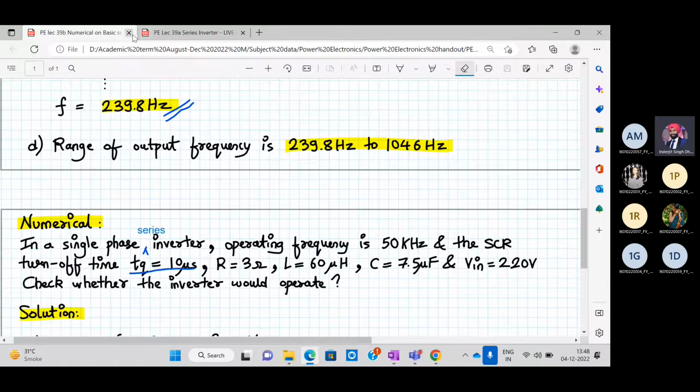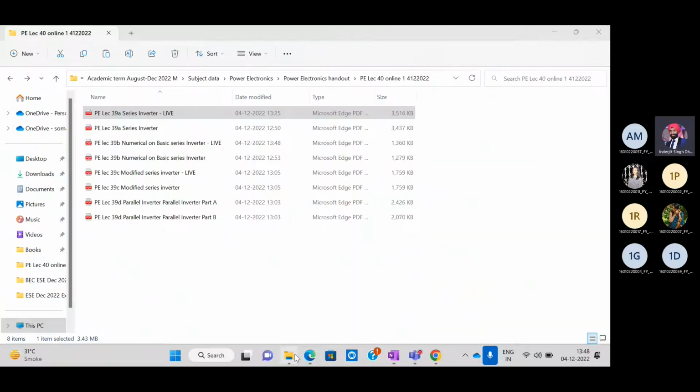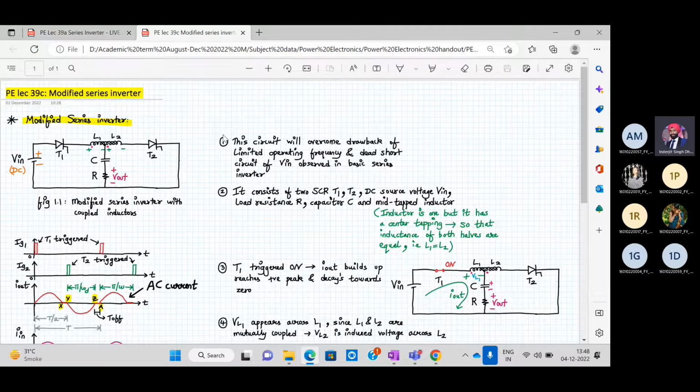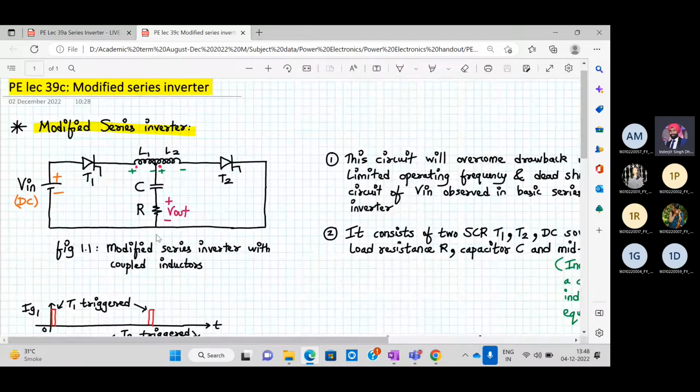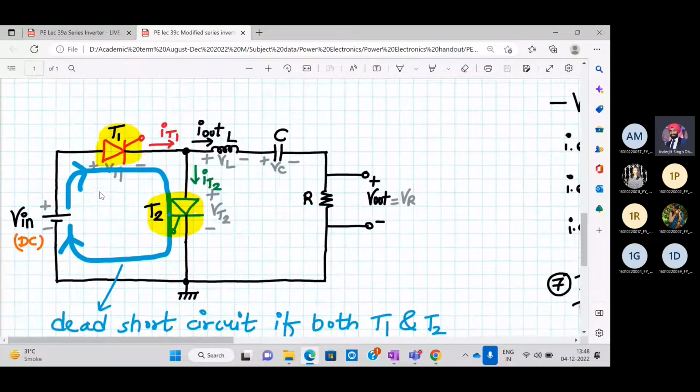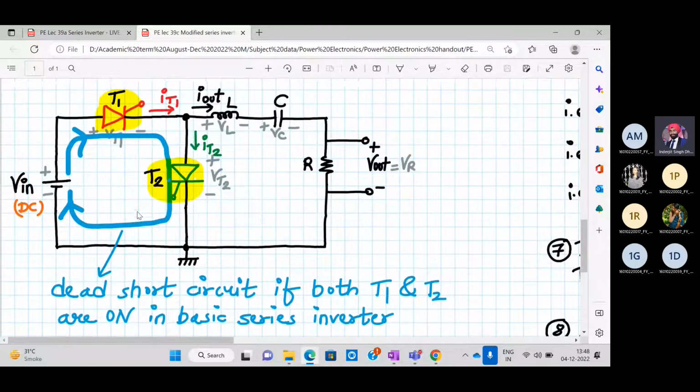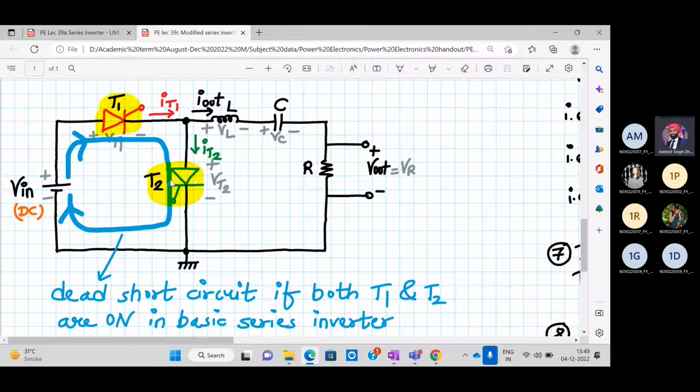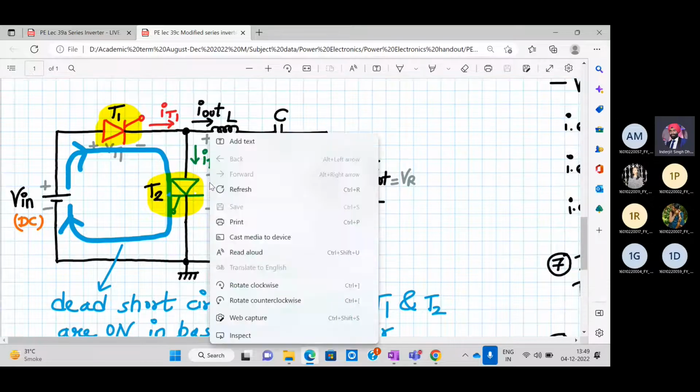Next we will talk about the modified series inverter. Now, this is the circuit of the modified series inverter. Before that, we will see why we are studying this modified series inverter. The problem in the basic series inverter was that T1 and T2 cannot be turned on simultaneously. If that happens, it will lead to a dead short circuit, right? And that will damage the input supply, or it will also damage the SCRs. So it's not safe.